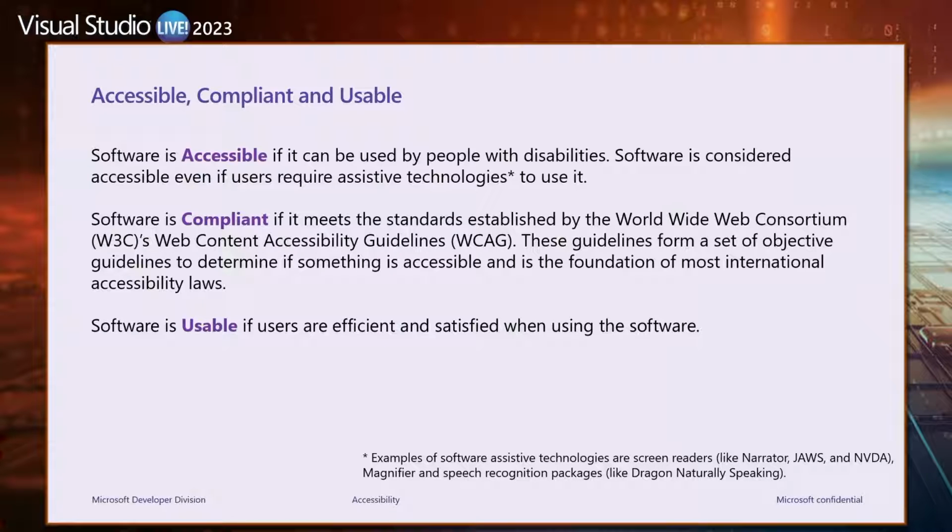And accessible simply means that your tool can be used by people with disabilities. They may use assistive technologies when they're using your tool, and assistive technologies are things like screen readers, magnifiers, speech recognition software. Some of these are built into Windows. Some of them are ones that they're going to bring from outside. But assistive technologies are simply the tools that people use to be able to normalize their own abilities versus the abilities that your software was originally designed for.